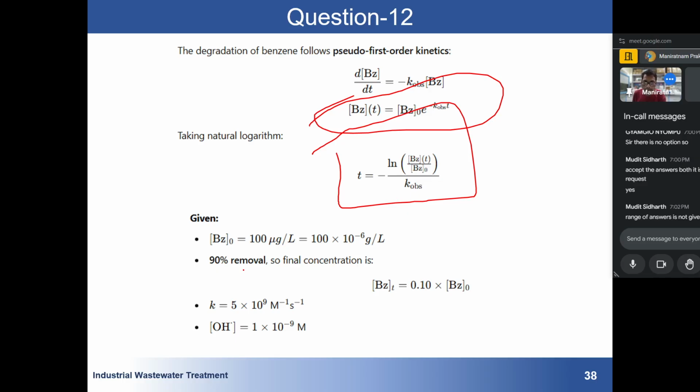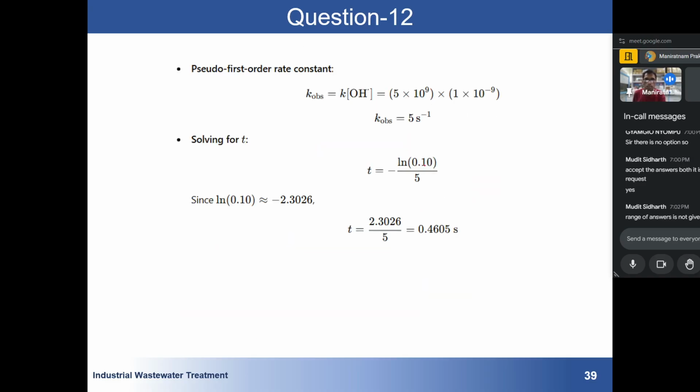Now see, this thing I already know. The k is given to you as 5 into 10 to the power 9 per second, and the OH radical concentration is always fixed at 1 into 10 to the power minus 9. So the new k observed will be 5 into 10 to the power 9 into 1 into 10 to the power minus 9, that is 5 per second.